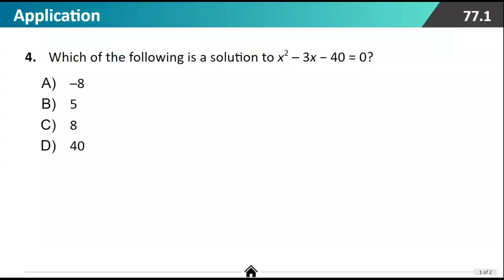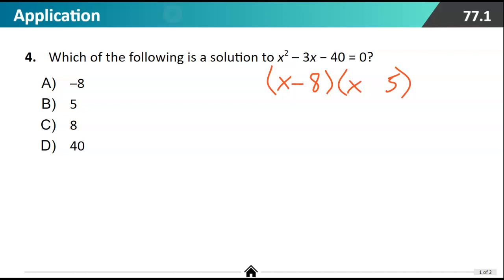This one's going to work the same way. Factoring a trinomial. X and x. Multiplies to be 40, adds to be 3. We need an 8 and a 5. It's going to be a negative 8.